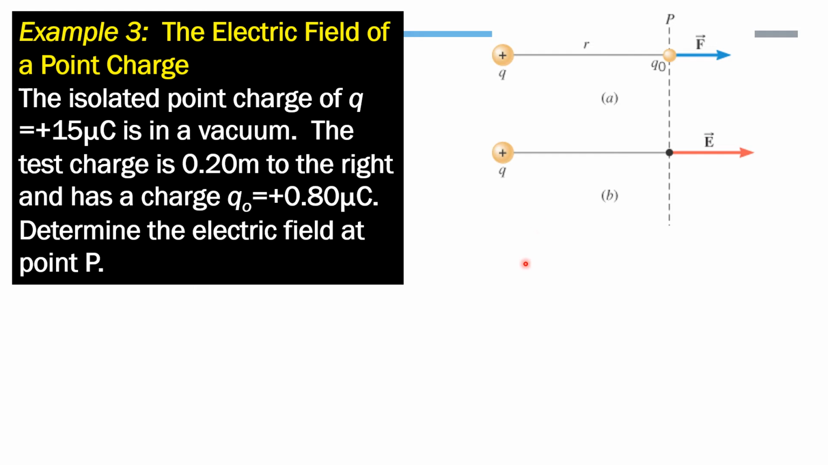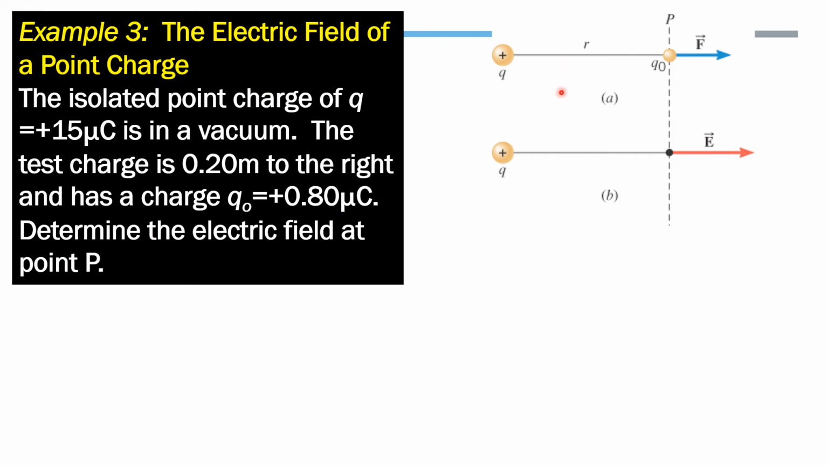Here's now example number 3. The electric field of a point charge. The isolated point charge Q, which is equal to positive 15 microcoulomb, is in a vacuum. The test charge is 0.20 meters to the right and has a charge Q naught equals positive 0.80 microcoulomb. Determine the electric field at point P.